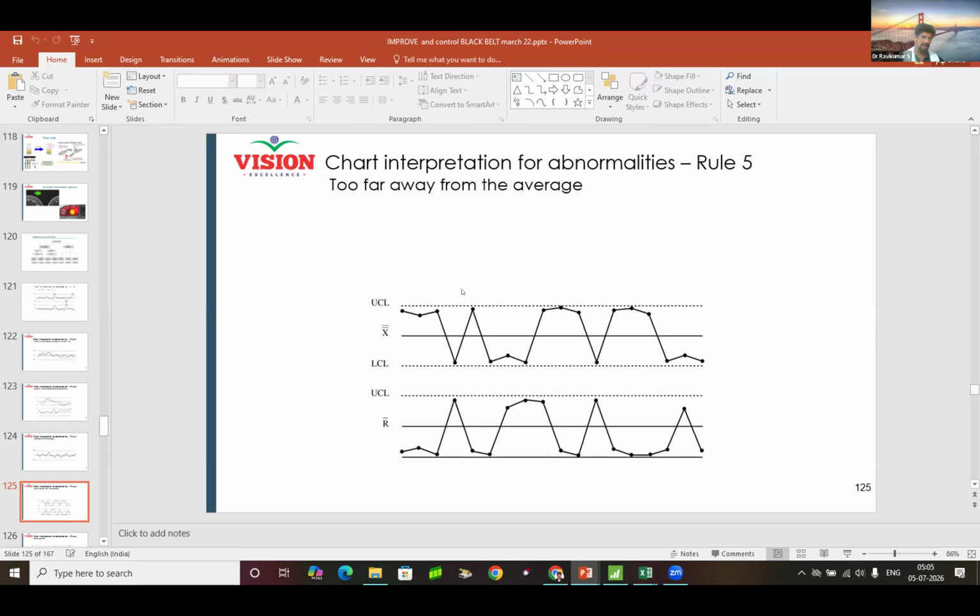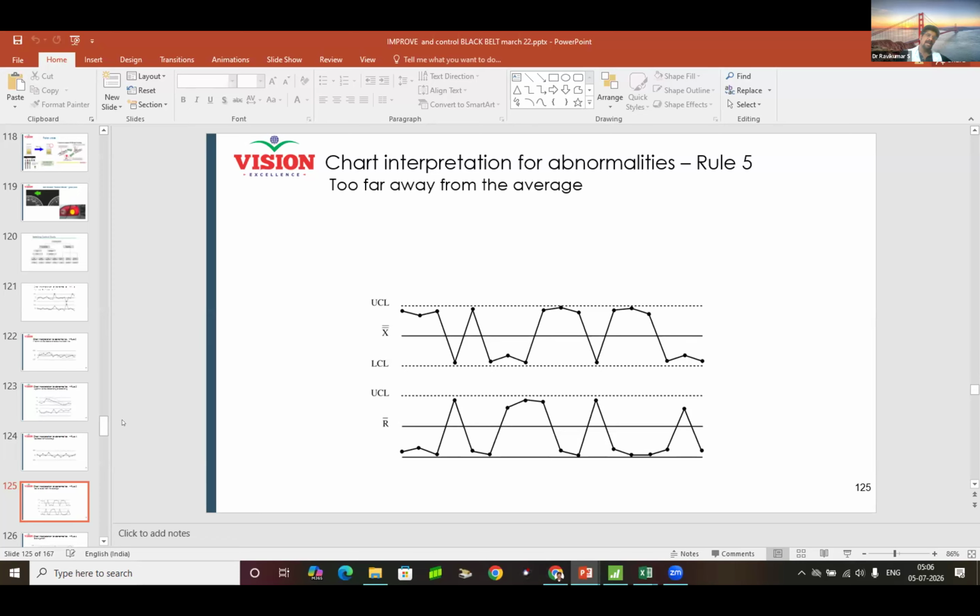So there is a possibility of tampering with the data. The operators adjust the process too frequently to keep it on target. This will artificially reduce the variation around the center line. So that is why the data is too close to or too far away from the center line. It is mainly the data collectors trying to tamper, trying to show that the process is in control, that the process is close to the target.